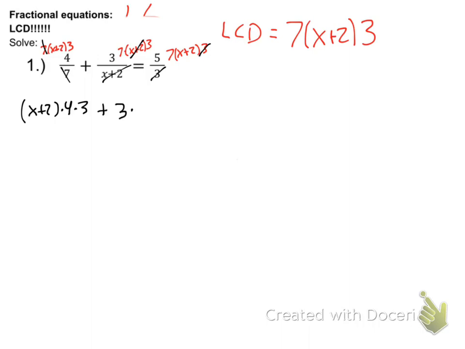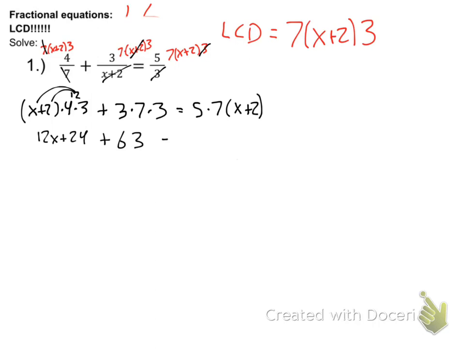Plus 3 times 7 times 3 equals 5 times 7 times x plus 2. So now at this point, this is where I said simplify it, because we know what 4 times 3 is. 4 times 3 is 12, and now I can take the 12 and bring it in. That's 12x plus 24. 3 times 7 times 3, that'd be 63. And 5 times 7 is 35, and 35x plus 70.